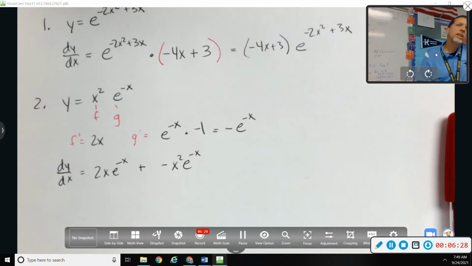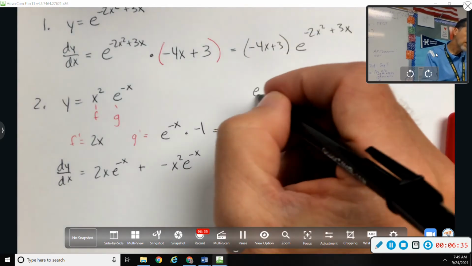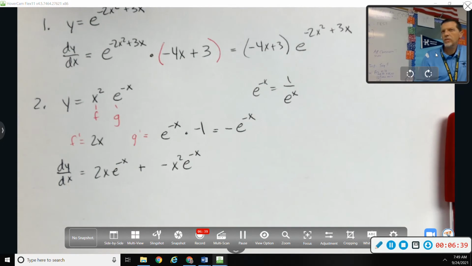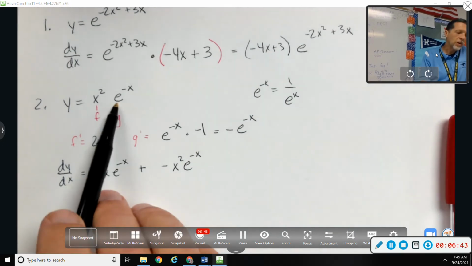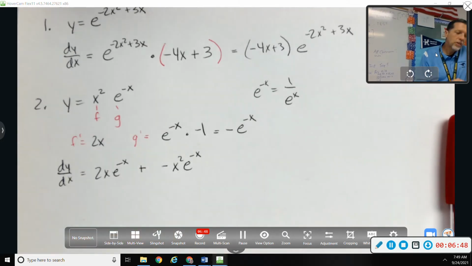Say that again? You could write, I think this is what you're asking, you could write that as 1 over e to the x. Is that what you're saying? Yes, you could do that. In fact, if you'd have done it up here, you would have been doing the quotient rule. So yeah, you could, and you could still do it here, and it wouldn't be wrong.